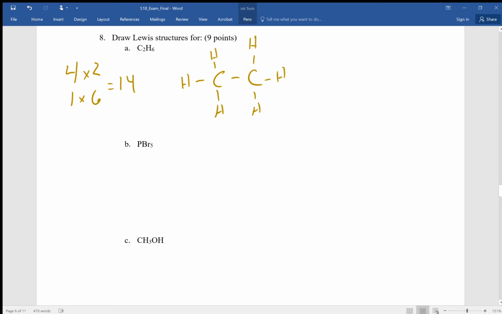None of the hydrogens need any lone pairs, because recall hydrogen only has 2 electrons when it forms bonds. So all of our atoms are happy, they all have an octet, and if we count the electrons, we've used all 14 electrons, and so we're done.